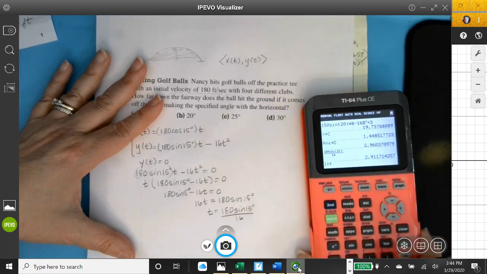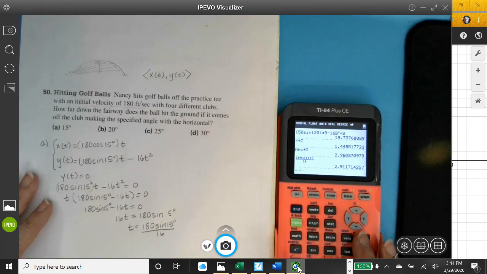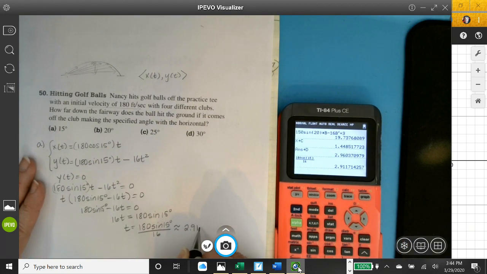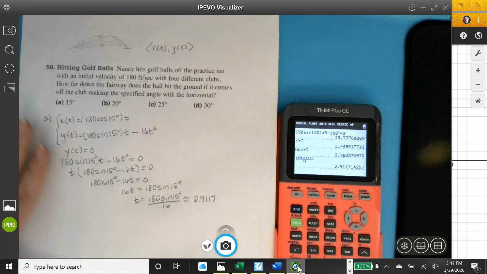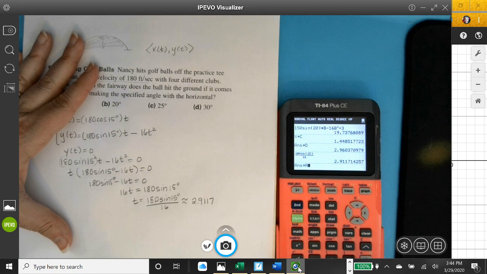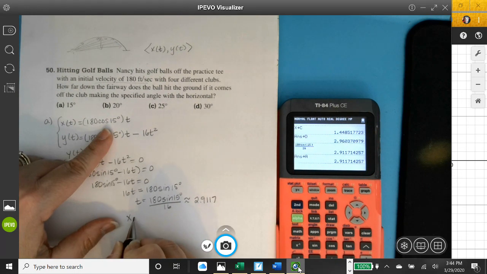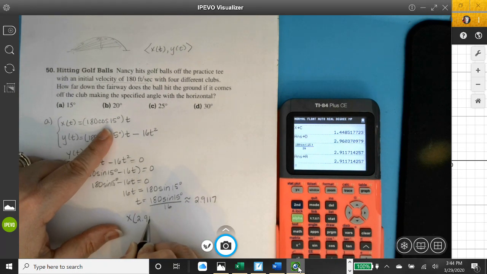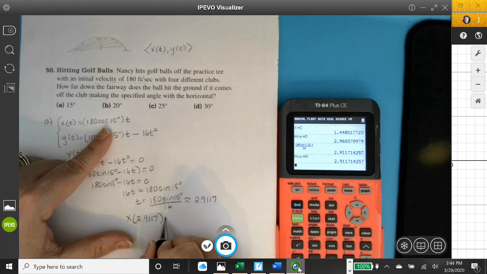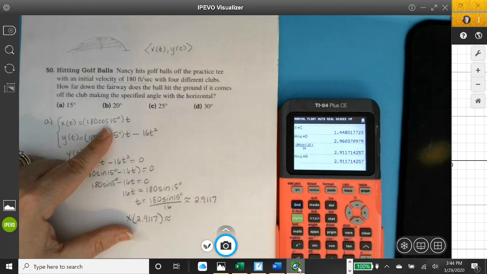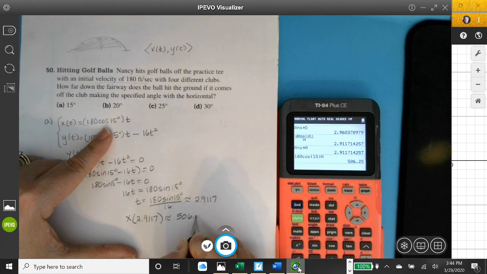2.9117. That's approximately 2.9117, and that's when it's on the ground. So I'm going to store that in alpha A. And then now I want to know how far down the fairway I am. So I want to know x of 2.9117, but I don't have to approximate because I'm going to use the stored value for this. So what am I going to say? 180 times the cosine of 15 degrees times alpha A, right? Because that's where I stored it. So she hit the ball 506 and a quarter feet down the fairway.